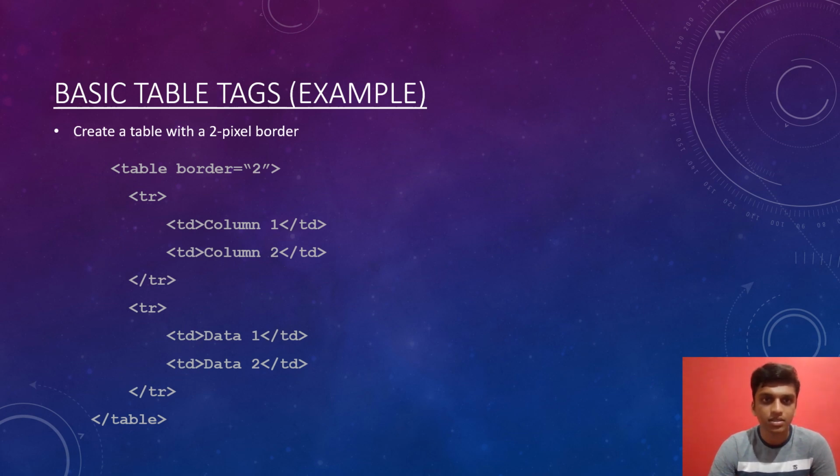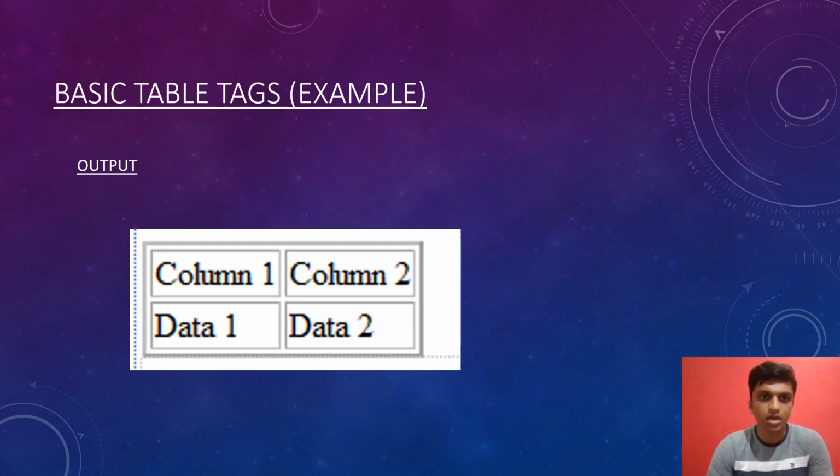Basic table tags. This is an example of creating a table using basic tags like tr and td. This is the simple example and this is the output for the previous example. Here column 1 and column 2 are two columns and data 1 and data 2 are in the second row of the table.